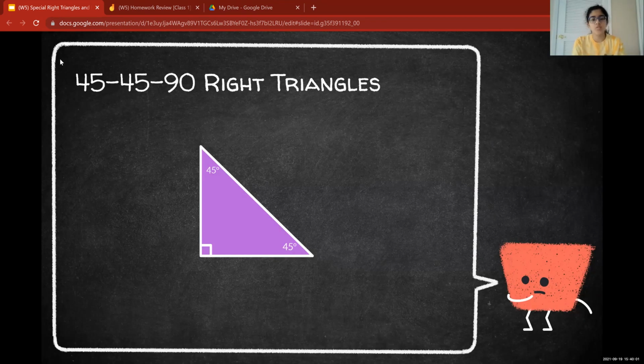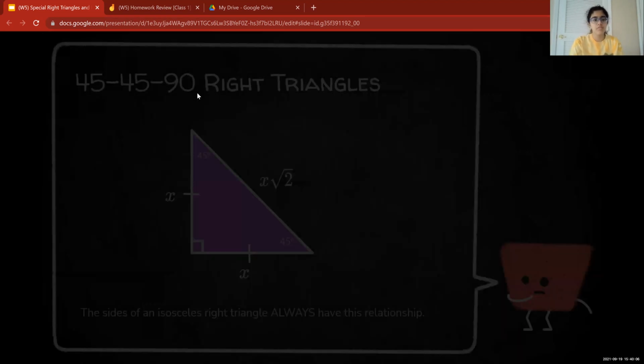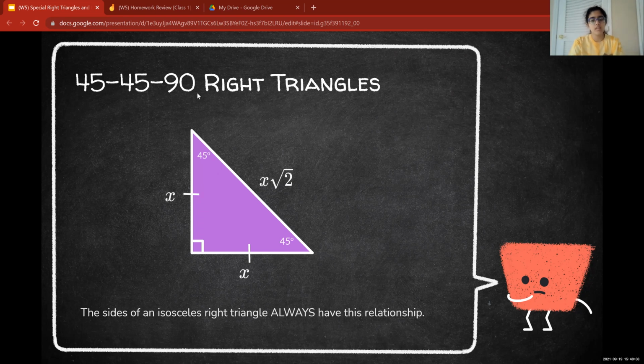Okay, so the 45, 45, 90-degree triangle. A 45, 45, 90 triangle is an isosceles triangle, and it is also a right triangle. The reason this is important is that we can use the Pythagorean theorem to find a relationship for the side lengths. Say the leg length for this one is x, then this must also be x, because this is an isosceles triangle, so the legs must be the same length.